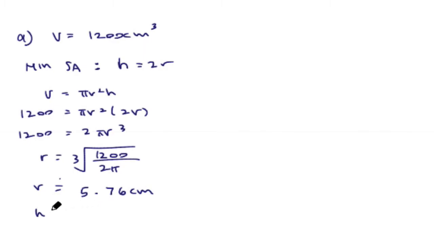And then for height, we know this will be double the radius. So we can multiply the radius by 2 and we'll get 11.52.